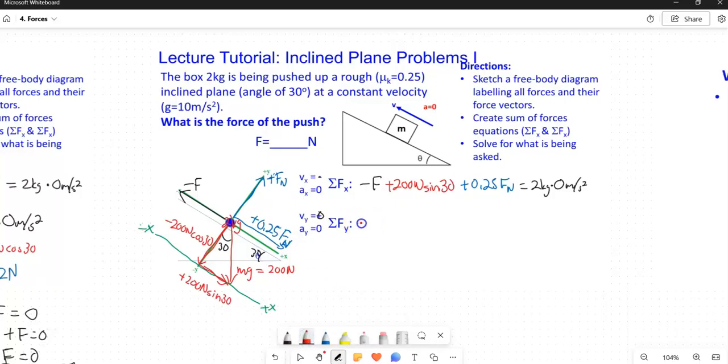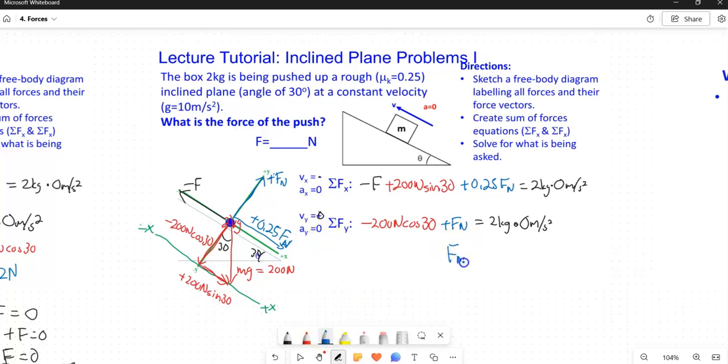In the y direction, I have 1, 2 vectors. So I have our negative 200 newtons, sine of 30 degrees. Actually, that should be cosine of 30 degrees. Can't have two sines. That's weird. And the normal force is right here. And then you apply Newton's second law, which is going to be the mass of the object times the acceleration in the y direction, which is 0.